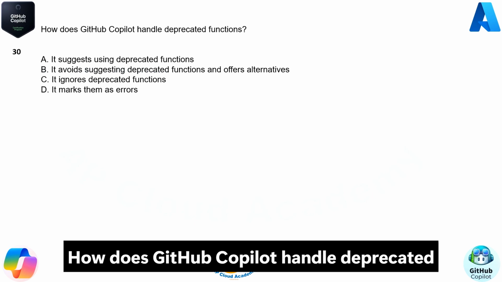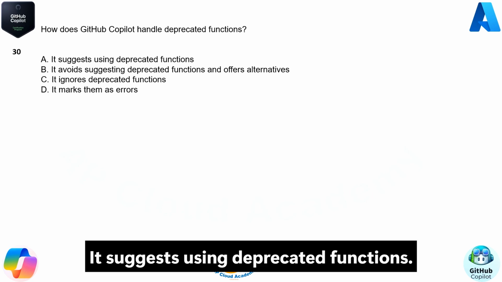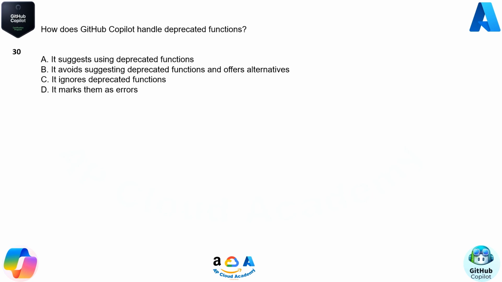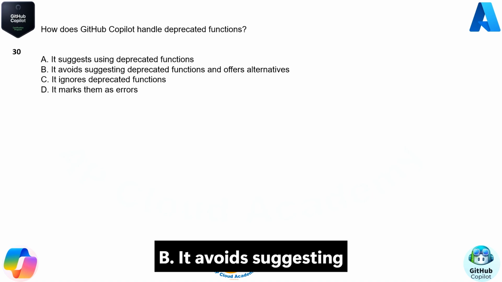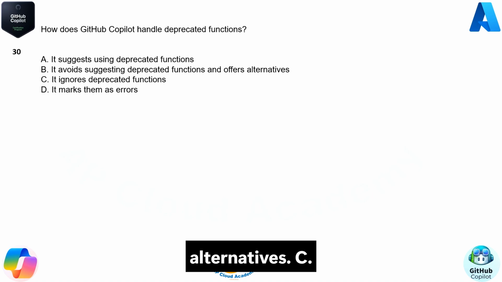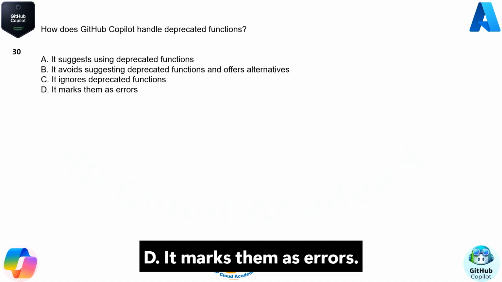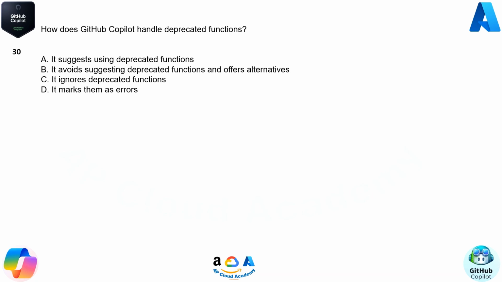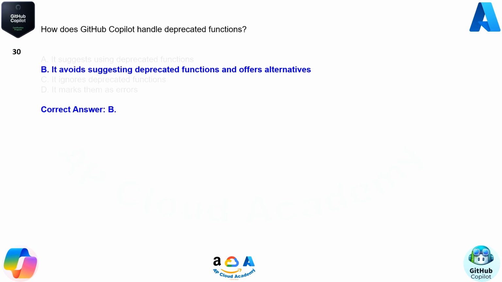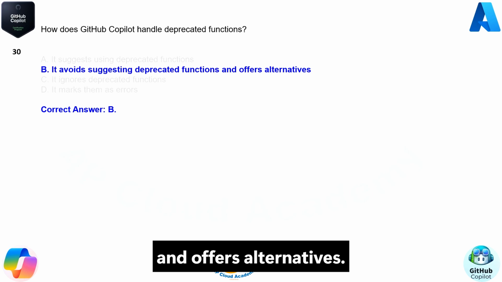How does GitHub Copilot handle deprecated functions? A. It suggests using deprecated functions. B. It avoids suggesting deprecated functions and offers alternatives. C. It ignores deprecated functions. D. It marks them as errors. Correct answer, B. It avoids suggesting deprecated functions and offers alternatives.